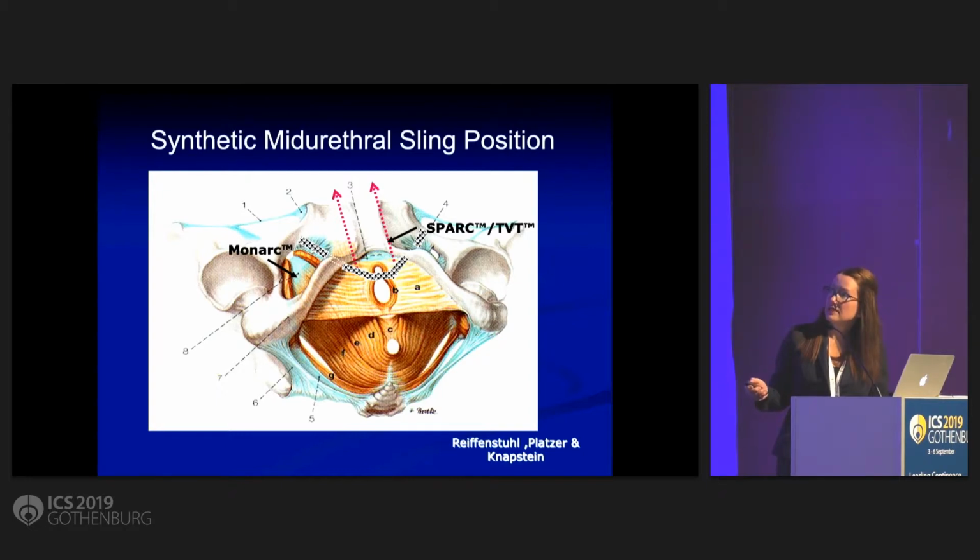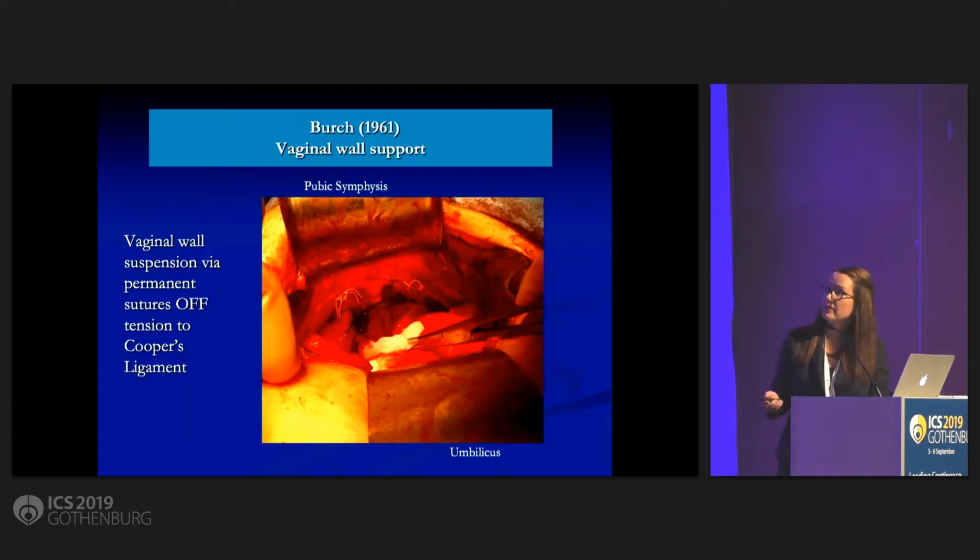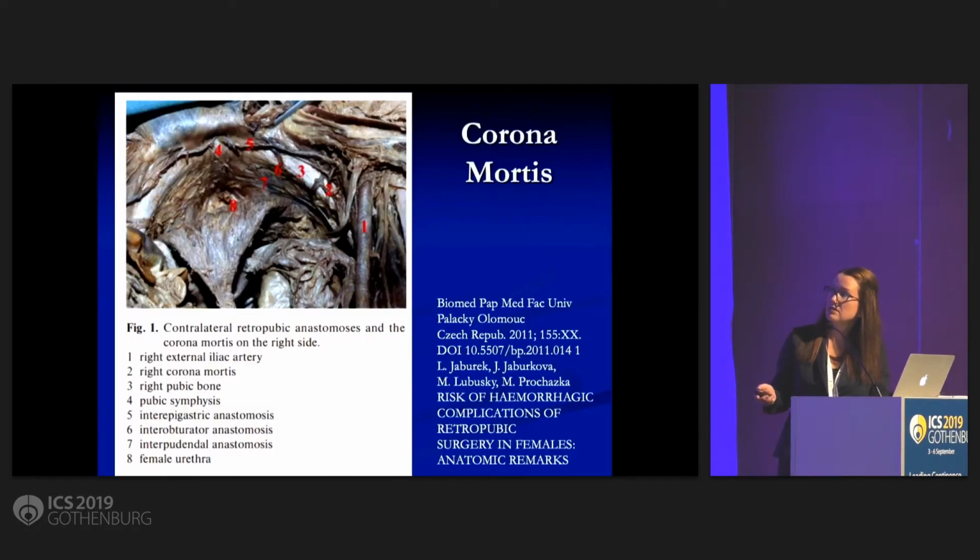The midurethral slings pass either through the retropubic area or through the transobturator area, and later there will be a presentation of a transobturator midurethral sling. The Burch is based on attachment of the vagina lateral to the urethra and the bladder to Cooper's ligament, and the sutures are left off of tension on purpose.